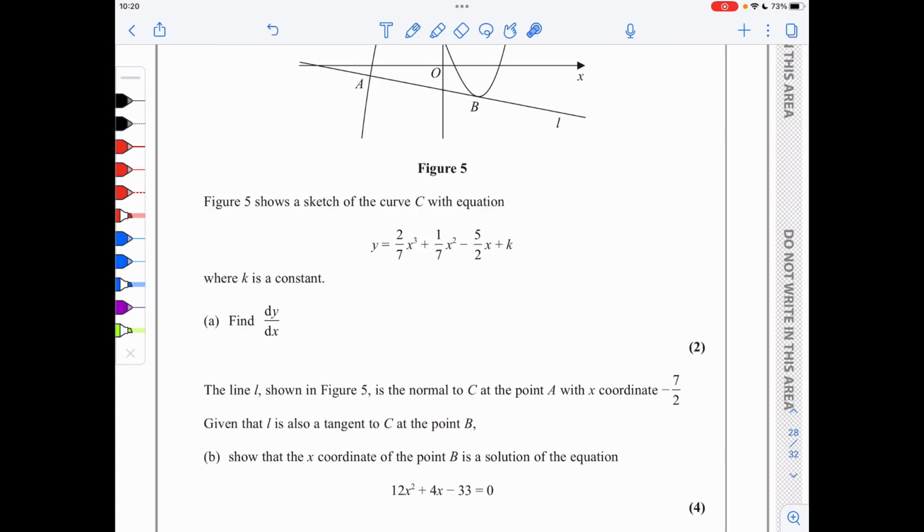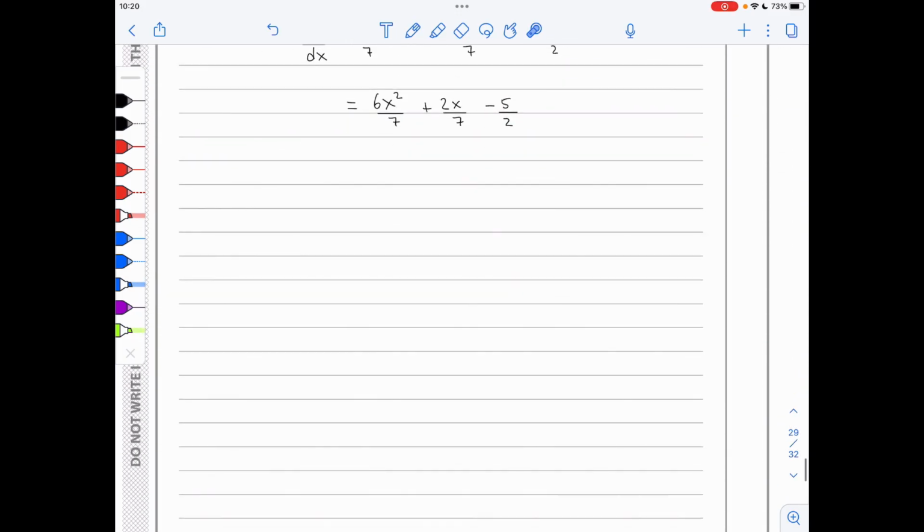In B, we are told that the line L here is normal at A and tangent at B, and we need to show that the x-coordinate of the point B is a solution of this equation. The only thing we know is that the point A has x-coordinate minus 7 over 2. So I will start by evaluating dy/dx at x is minus 7 over 2. This will give me the gradient of the tangent at A. So dy/dx at x is minus 7 over 2 is 6 over 7 times (minus 7 over 2) squared plus 2 over 7 times minus 7 over 2 minus 5 over 2, and this gives an answer of 7.